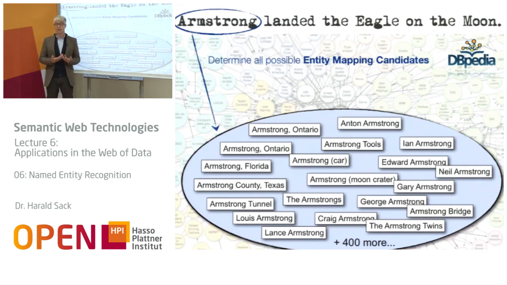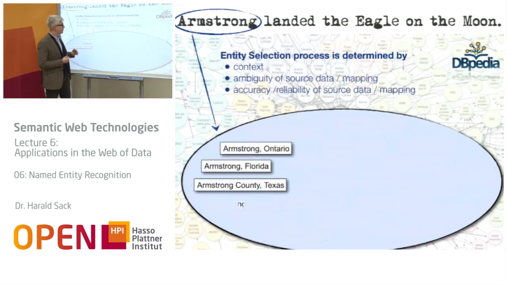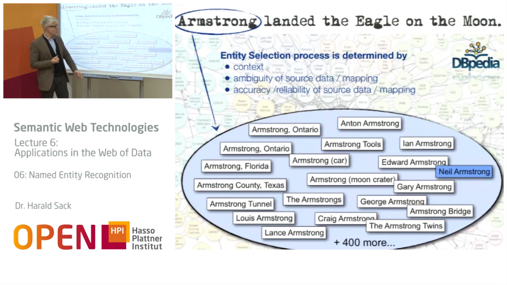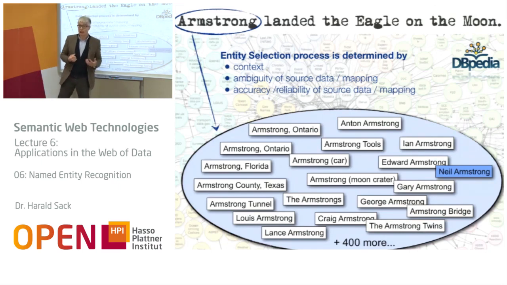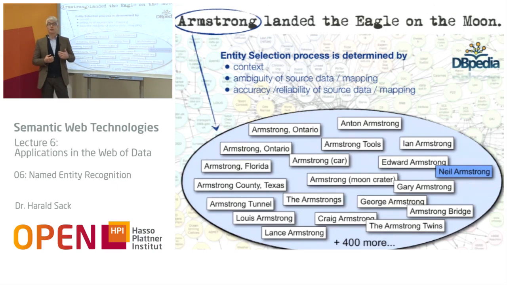This is a difficult process, not for us, because we have our experience and we know how to read and interpret this context, but for the machine, of course, it's difficult. So we have to determine all possible mapping candidates, and finally we have to choose or develop methods to determine the right one, to determine that Neil Armstrong is really the right entity we are looking for. And for this we have to determine context and, of course, ambiguity of the source data, ambiguity of the mapping. They all determine the accuracy and the reliability of our mapping and of our data. So this has to be taken into account.